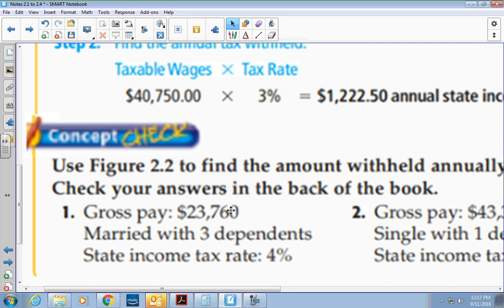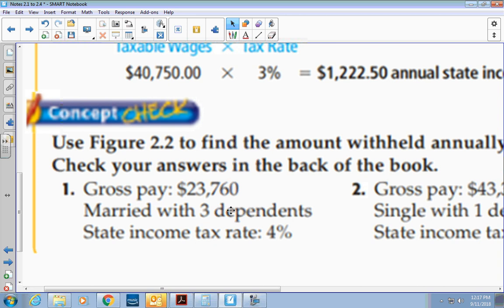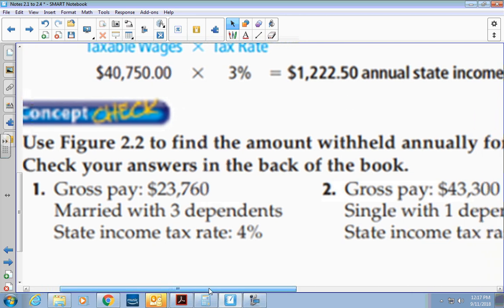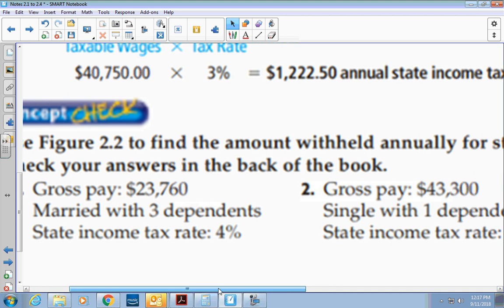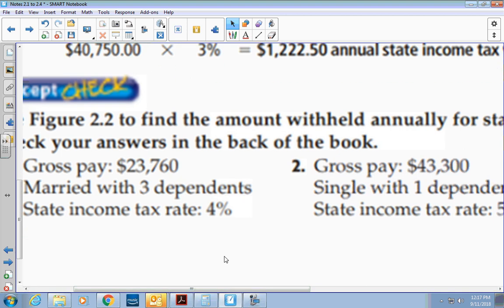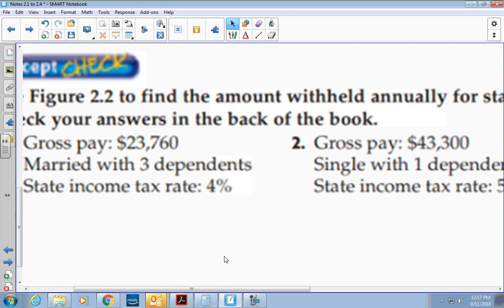Okay, you guys will love the very last step of this, when we subtract all these out of our paycheck and find out how much we get paid. So we're going to find the amount of withholding for each of number 1 and number 2.